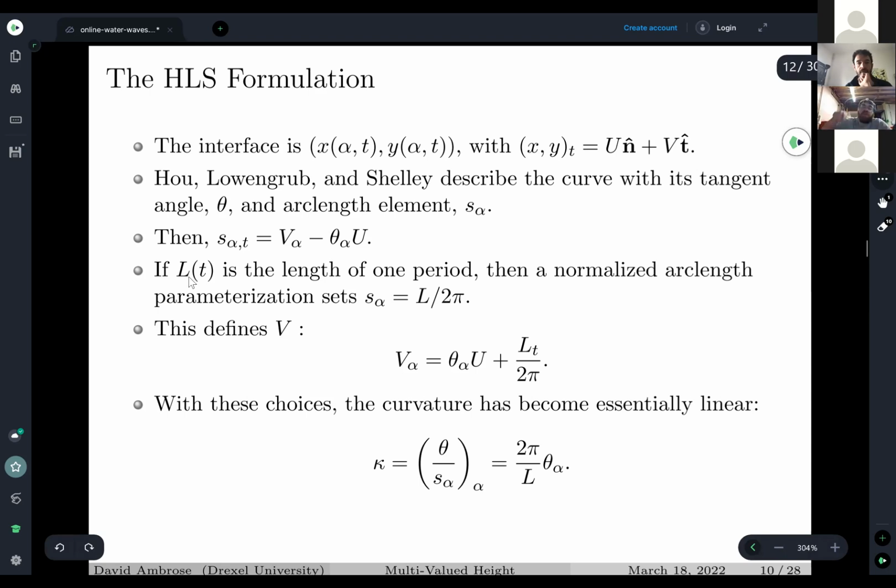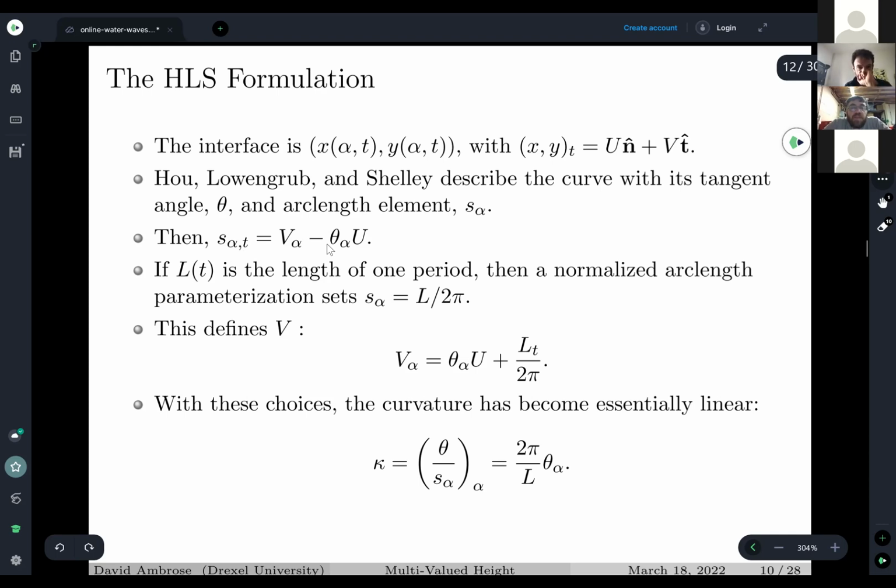And then this is spatially periodic, so we don't want exactly an arc length parameterization because the arc length of one period changes over time, at least if it were the time-dependent problem. So we actually want a normalized arc length parameterization. So we're going to take s alpha to always equal L over 2 pi, where L is one period of the curve. So that choice defines V because we have two formulas now for s alpha t.